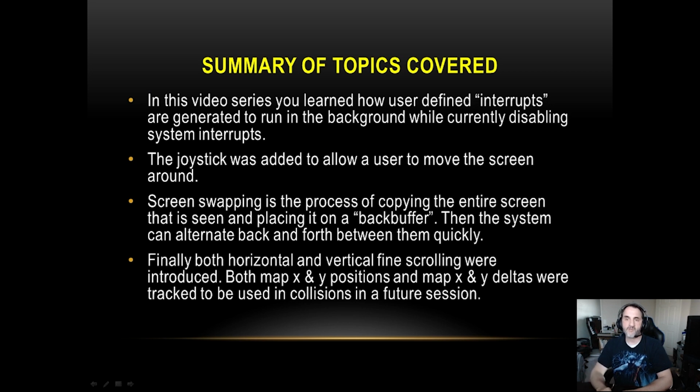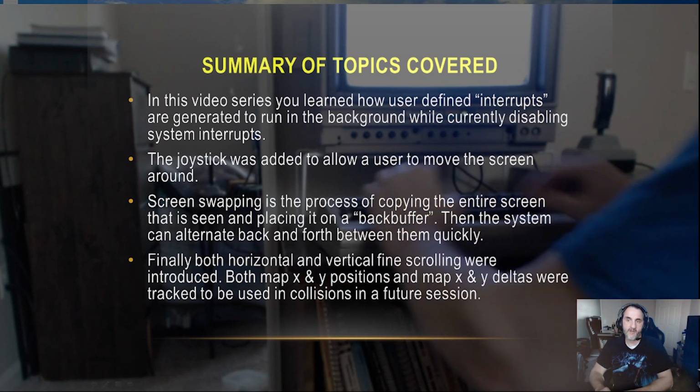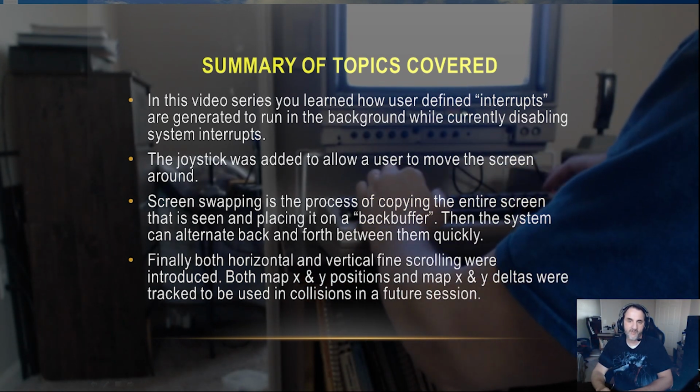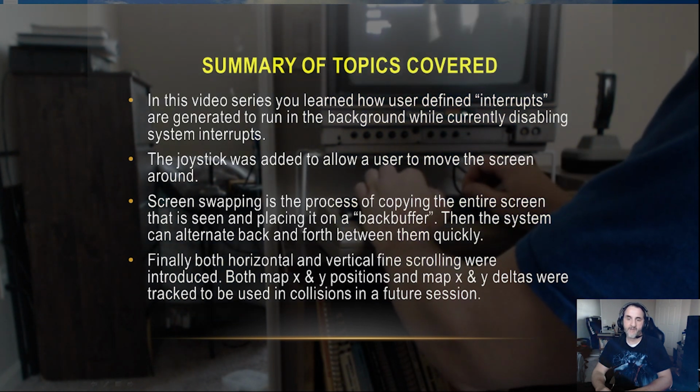So, summary of topics covered. In this video series, you learned how user-defined interrupts are generated to run in the background while disabling system interrupts. The joystick was added to allow a user to move the screen around. Screen swapping is the process of copying the entire screen that is seen and placing it on a back buffer. Then the system can alternate back and forth between them quickly. Finally, both horizontal and vertical fine scrolling were introduced. Both map X and Y positions and map X and Y deltas were tracked to be used in collisions in a future session.